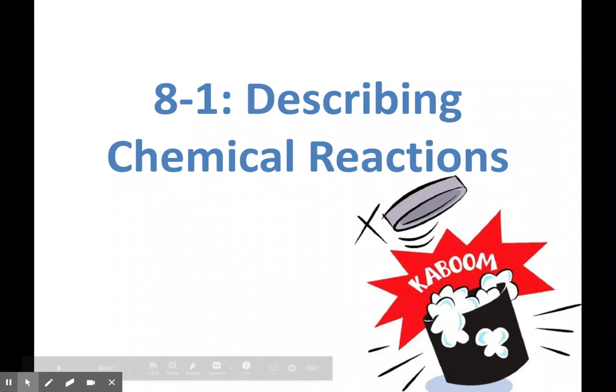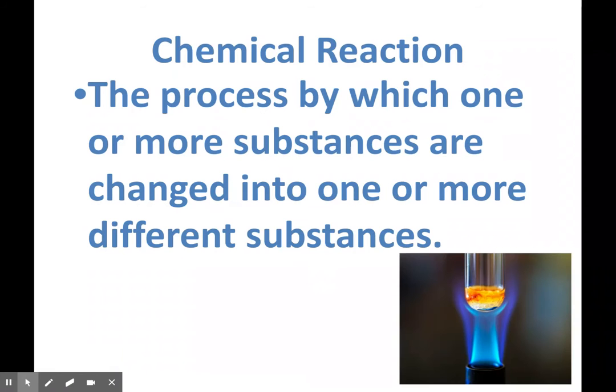In Chapter 8, we're going to start working with chemical reactions. We'll use those formulas that we learned how to write in Chapter 7, and we will be writing chemical equations. In this chapter, we'll learn how to balance, and then in later sections, we'll be doing other things with those reactions. So, first of all, what is a chemical reaction?